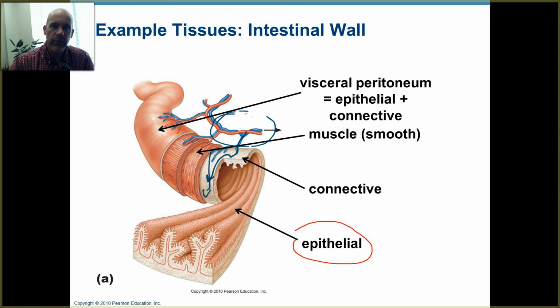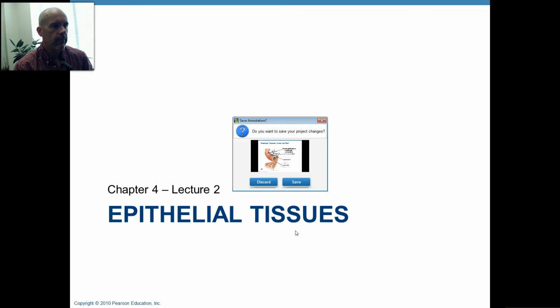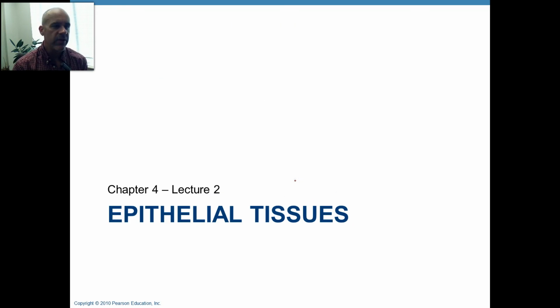So that's another example showing you an organ like the small intestine and how it is woven together from these different types of tissues in the body. All right, so that finishes our little intro to tissues. And so what we're going to do on our next lecture clip, we're going to start talking about epithelial tissues in a little bit more detail.